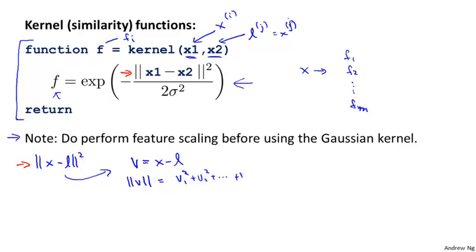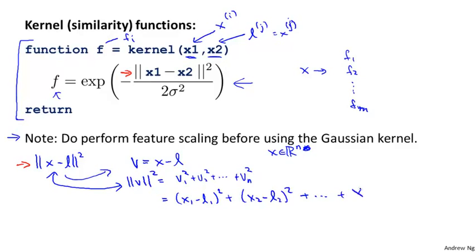And so the norm of v is really equal to v1 squared plus v2 squared plus dot dot dot plus vn squared, because here x is in Rn or Rn plus 1, but I'm going to ignore x0. So let's pretend x is in Rn and put a square on the left side as well to make this correct. And so this is equal to that, right? And so written differently, this is going to be x1 minus L1 squared plus x2 minus L2 squared plus dot dot dot plus xn minus Ln squared.